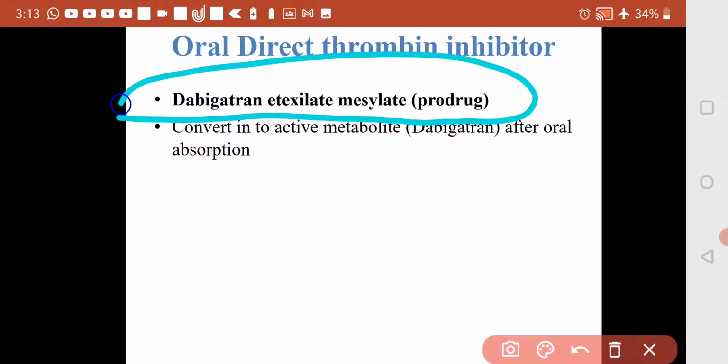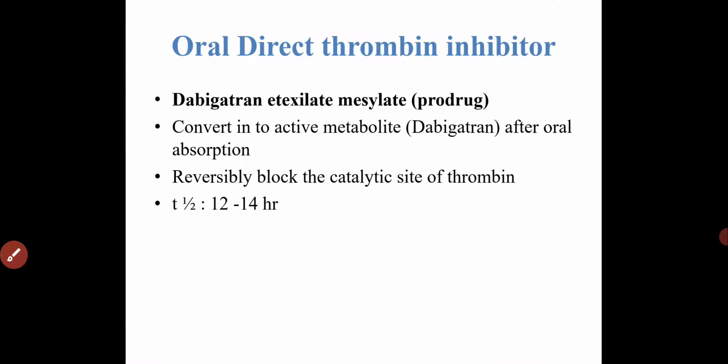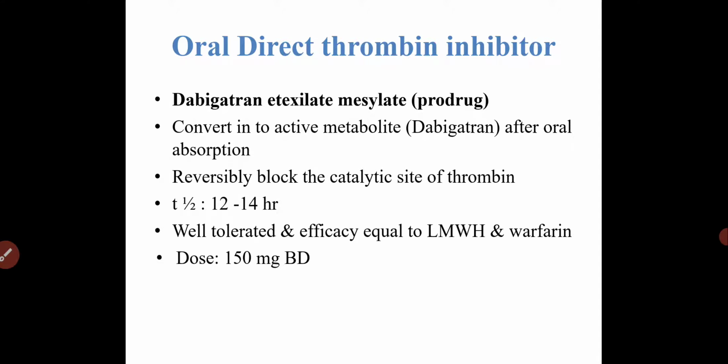Dabigatran etexilate mesylate is a prodrug, and it is converted into dabigatran, and then it is effective. After oral absorption it is converted into the active metabolite dabigatran. It reversibly blocks the catalytic site of thrombin. So it is a direct thrombin inhibitor, with a half-life of 12 to 14 hours.